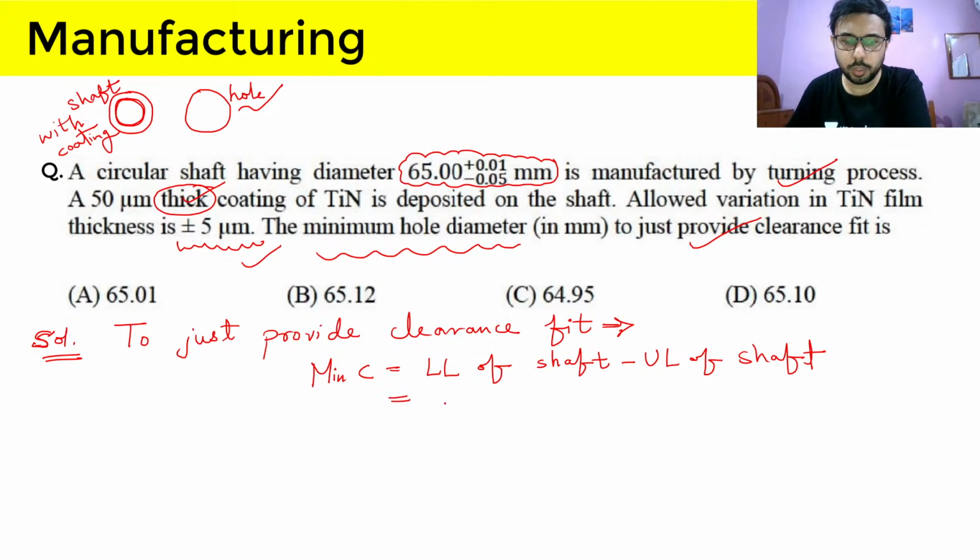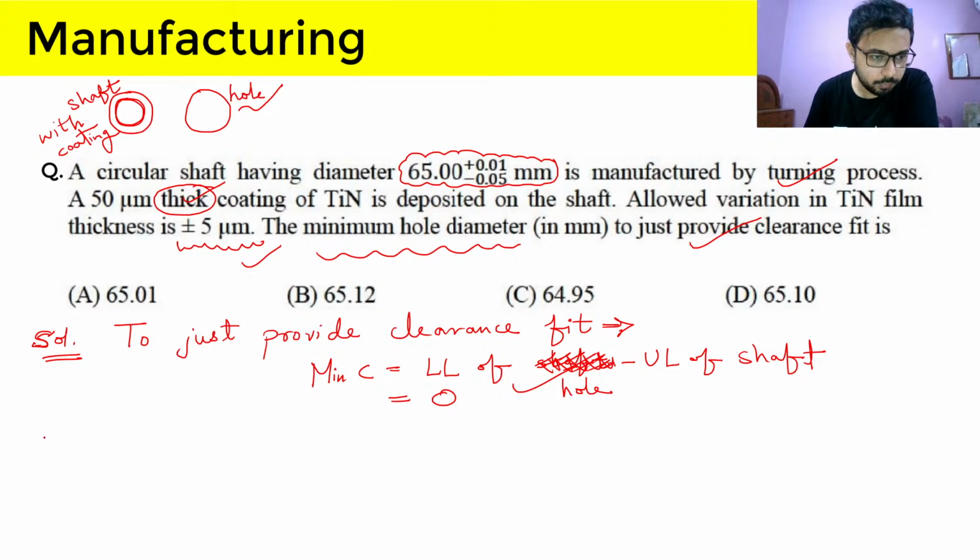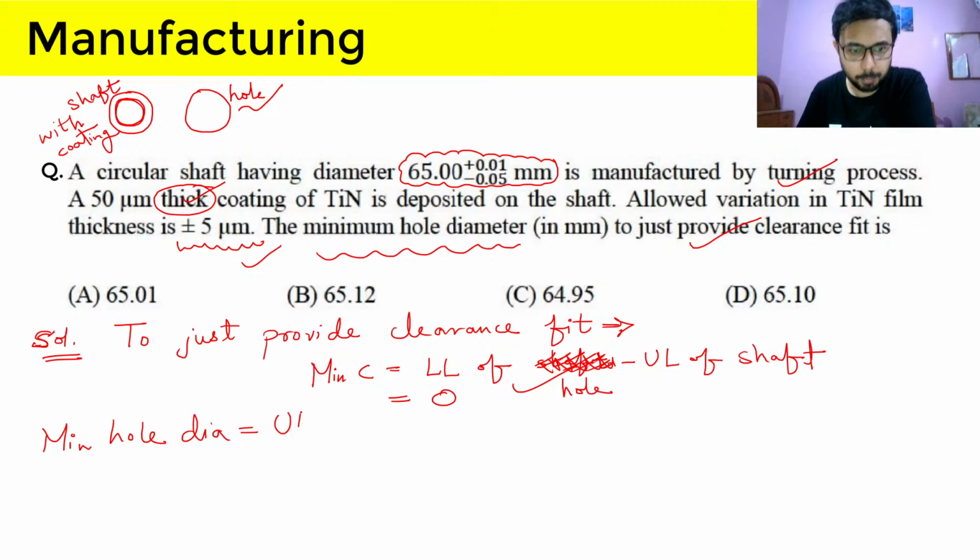We have to make this equal to 0. So lower limit of hole, sorry, here it should be written hole. So lower limit of hole should be equal to the upper limit of shaft. So upper limit of shaft means we have to find the maximum size of shaft, and after that we can just make it equal, and we will be getting minimum hole diameter. So we will write minimum hole diameter is equal to upper limit of shaft after coating.